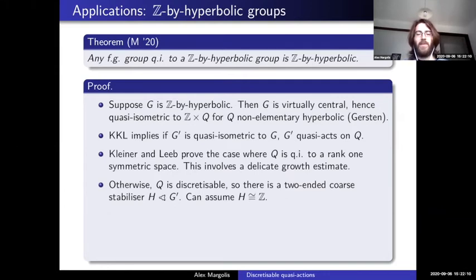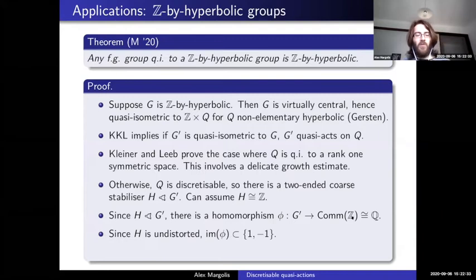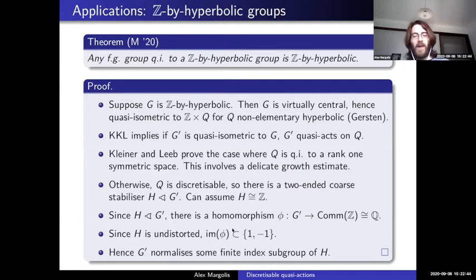There's very little work you have to do, because you have a coarse stabilizer of the quasi-action of G prime on Q. And this coarse stabilizer is two-ended. That's not too hard to show. And so you can assume it's infinite cyclic. And because this subgroup H is almost normal, we have a homomorphism to the abstract commensurator of it, which is Q. And because the group is undistorted, the image of this map is contained in plus or minus 1. And so that means we pass to some finite index subgroup of H, and we get that G prime normalizes that subgroup.